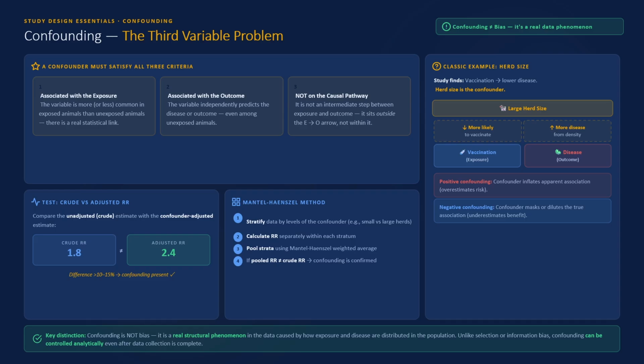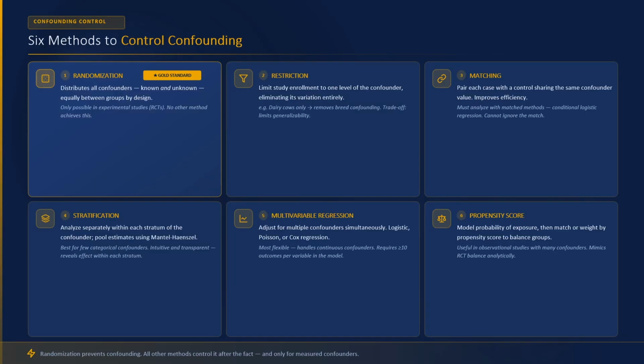And here's the good news that separates confounding from bias. Because it's structural, you can control it analytically after data collection. Selection and information bias, you cannot. Six methods to control confounding, and they split into one that prevents and five that correct. Randomization is the gold standard because it distributes known and unknown confounders alike. It's only available in experimental studies.